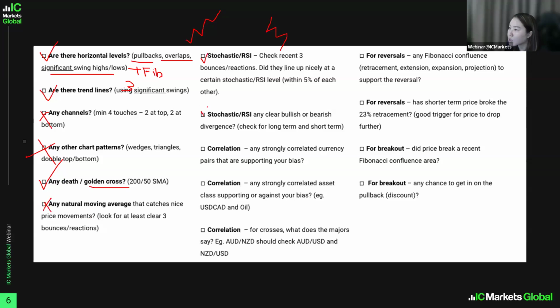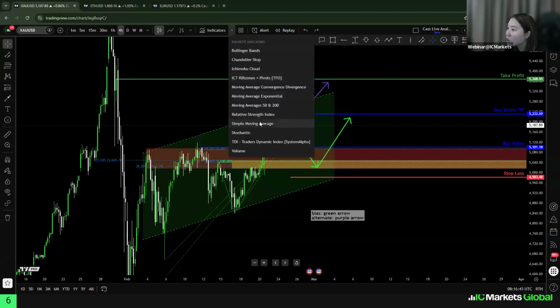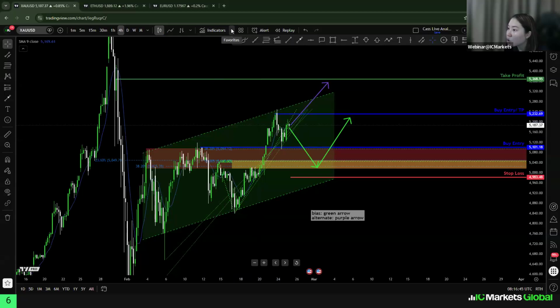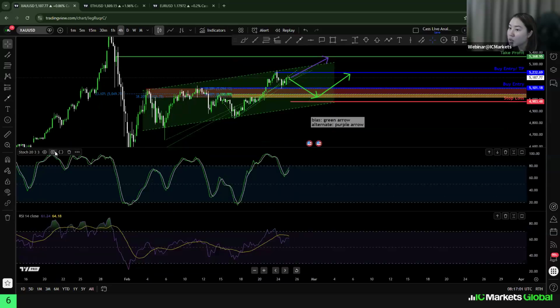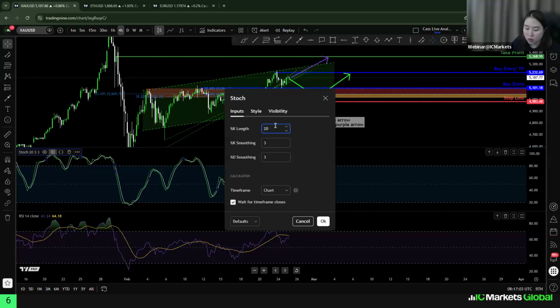I'm going to pull out stochastics on our side to see if there's anything weird, anything it is trying to tell me. Not the SMA, sorry, the stochastics and RSI. For those who are wondering how come I have all these indicators, it's because I selected these as my favorite indicators. You can do that as well to help you, because these are the ones that I use the most.